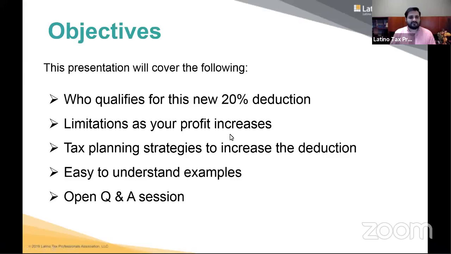So the purpose of today's presentation, we're going to be covering who qualifies for this new 20% deduction, limitations as your profit increases, tax planning strategies to increase the deduction, easy to understand examples, and also we're going to have an open question and answer session to answer any of the questions that you may have.